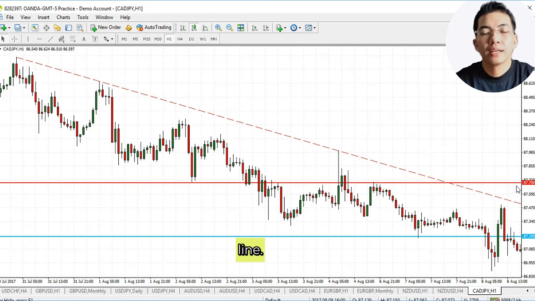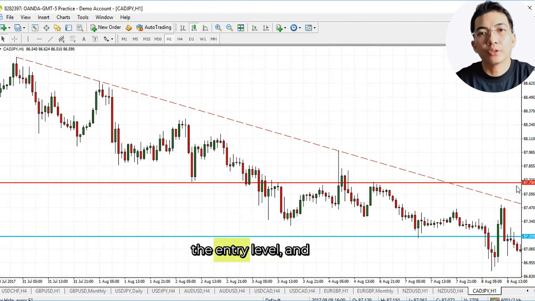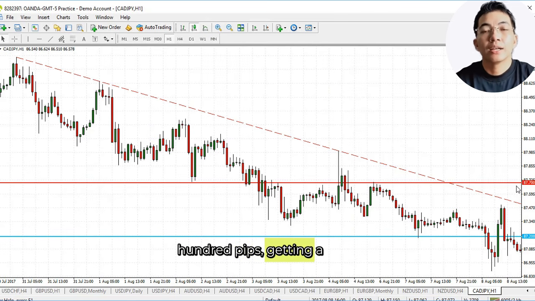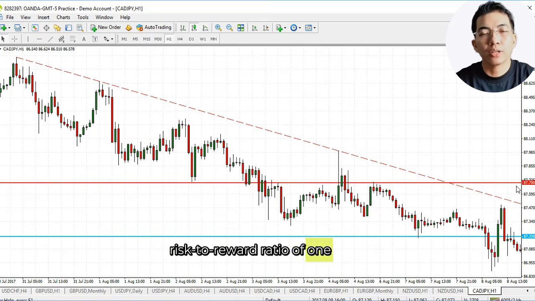Let's check the last advice that I have given to you. Is this stop loss unrealistically too far from the entry level? Of course not. The stop loss is 50 pips from the entry level, and for this trade I'm aiming for at least 50 pips of profit, but actually I remember that I placed a take profit of 100 pips, getting a risk to reward ratio of 1 to 2.